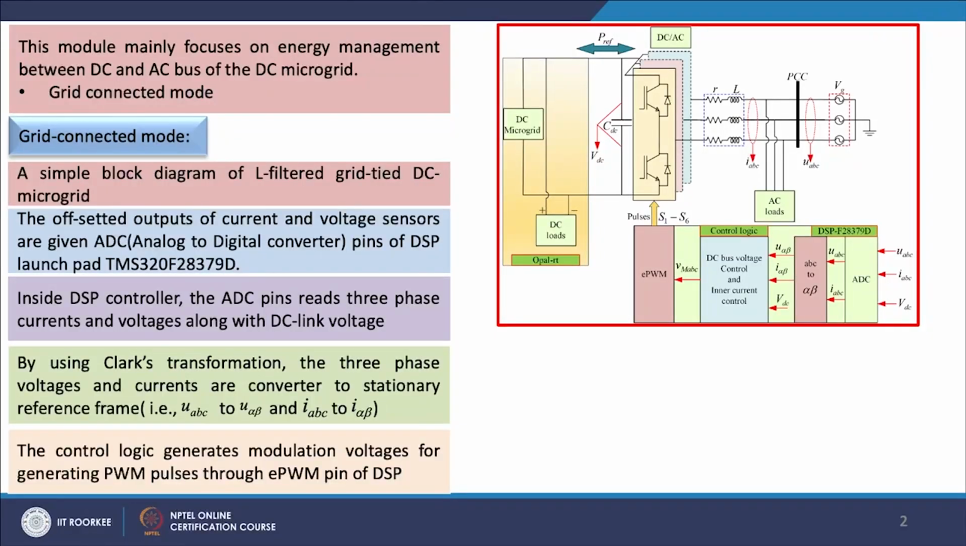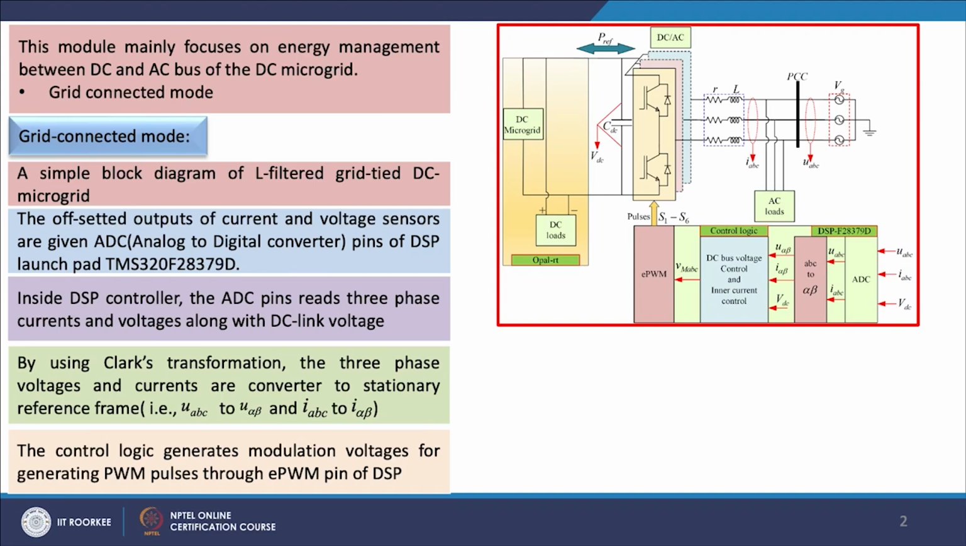In the previous module, we have seen the architecture of the DC microgrid and its grid integration. Further, we studied how to integrate a DC microgrid with the AC grid in that model. To understand the present module, energy management of DC microgrid, students require the knowledge of the previous module. For this reason, we are repeating some critical aspects of the earlier module. Now, the module mainly focuses on energy management between DC and AC bus of the DC microgrid.